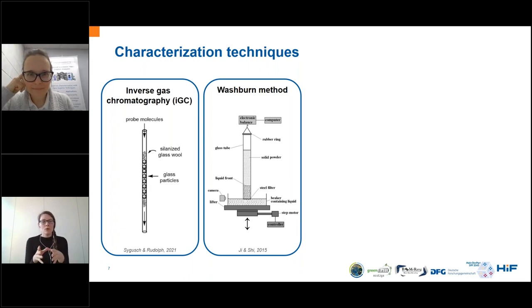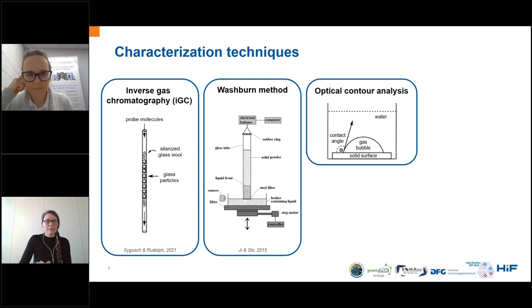We also use the Washburn method. Here you have a glass tube where you put your particles inside. You have a frit at the bottom, and when you put the frit in contact with water, the particles, if they're hydrophilic, take up water, and the water uptake is measured. From this you can get contact angles, and via the contact angles you can also get surface energy values.